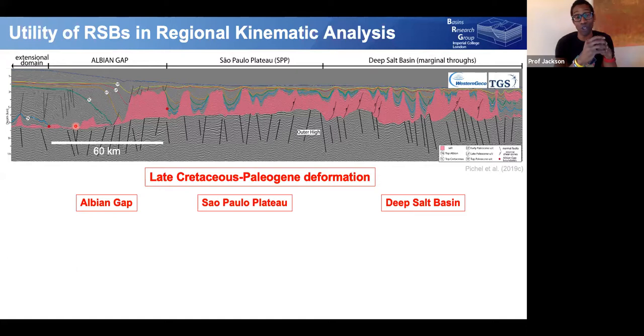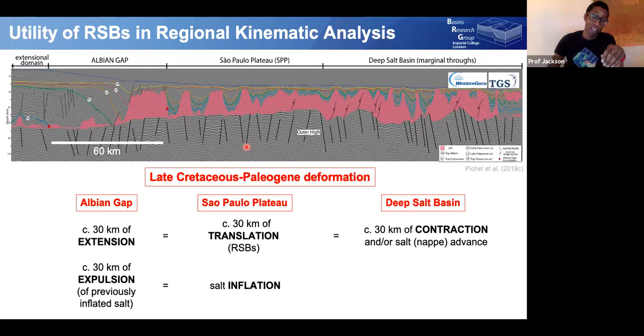What's important here is that the ramp-syncline basins on the Sao Paulo Plateau in this area define 30 kilometers of translation, suggesting that indeed there is 30 kilometers of true extension captured up here, with the additional 30 kilometers being characterized by, or driven by, expulsion. So a mix and match of styles of processes have led to the formation of the Albian Gap, which is different to what I said in the paper in 2015, but I'm always happy to be proved wrong. Ultimately, I should have looked down dip before I looked up dip is the moral of that story.